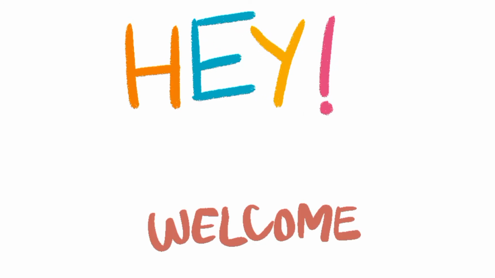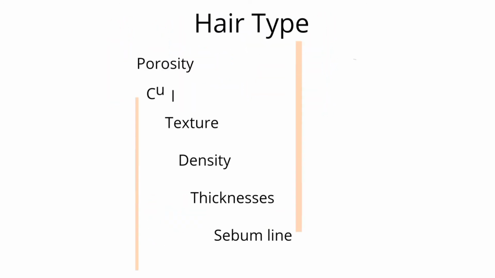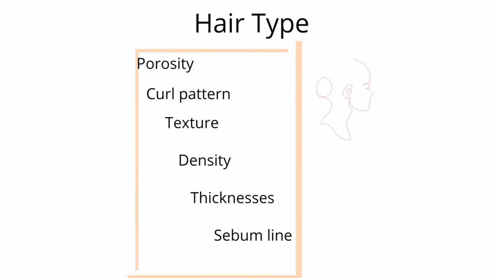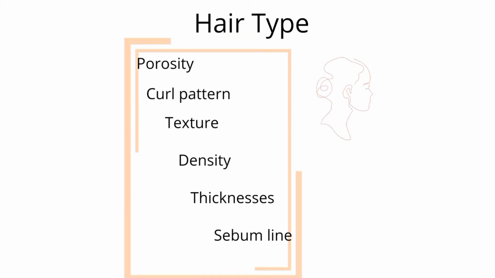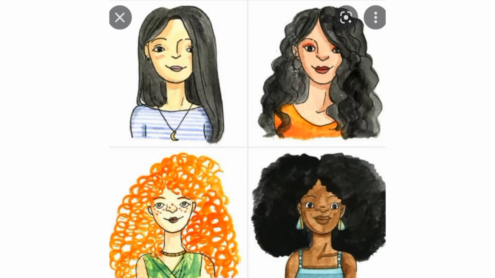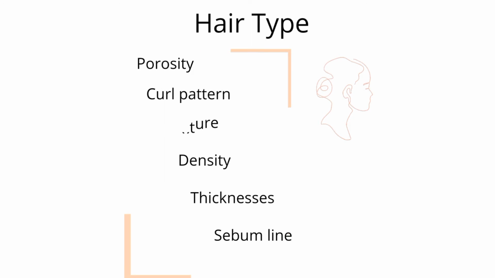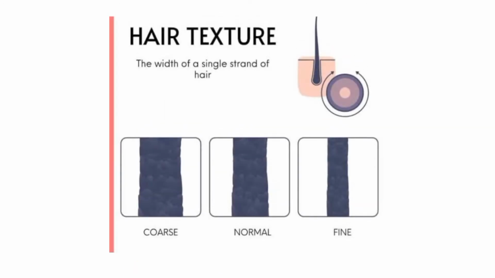So in the last video, I talked about curl pattern, how to test for it, and manage it in different types. If you haven't seen that video, please click on the link below and see that because this is just a continuation of that. Okay? So today I'm going to be talking about hair texture, how to test for it, the different types, and how to change it. So let's get into it.